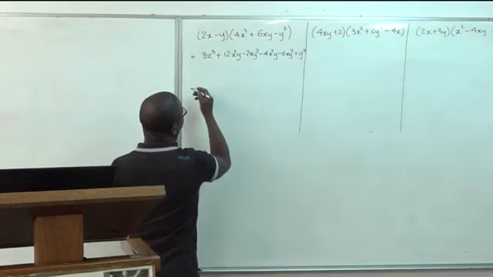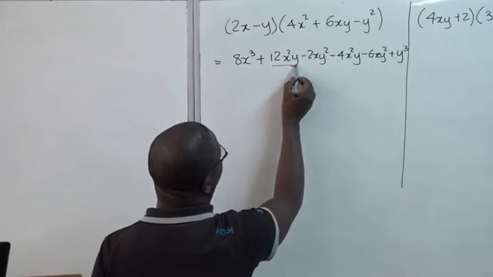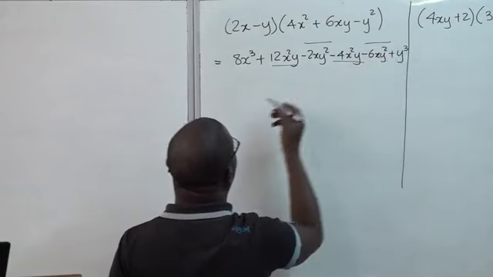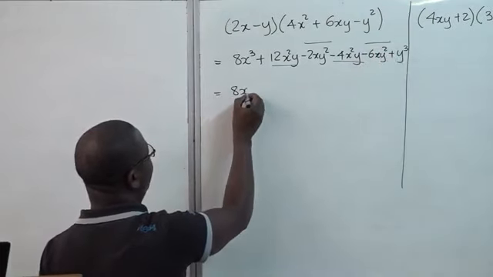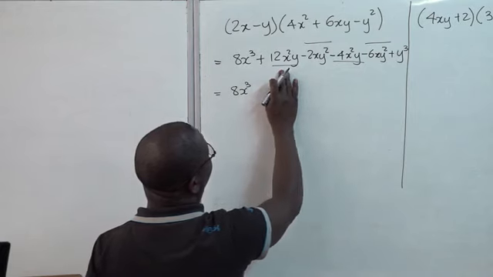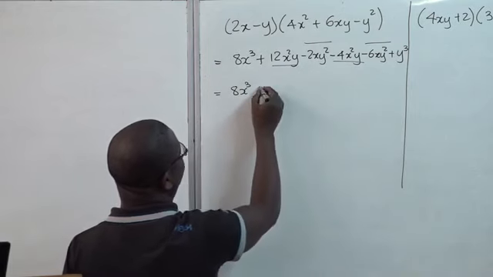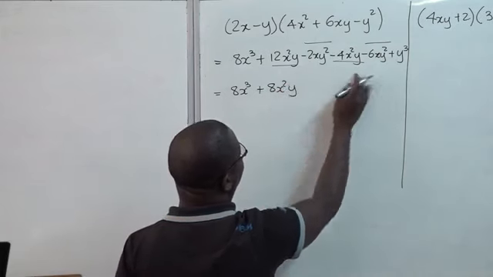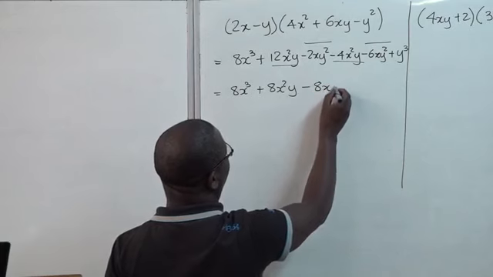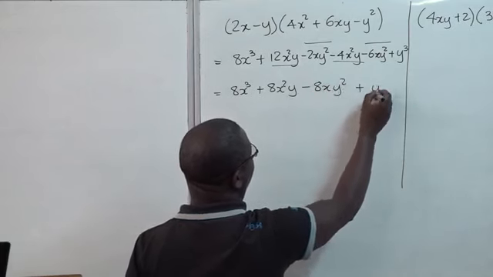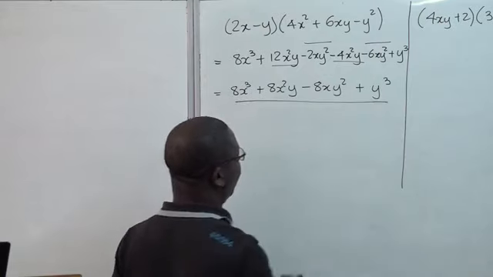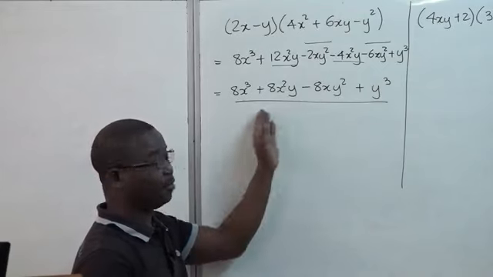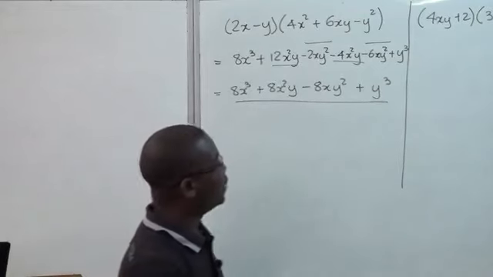Again, we identify the like terms there. You have got x squared y, you have got x squared y, you have got xy squared, you've got xy squared. Therefore, that gives us 8x cubed, 12 minus 4 gives plus 8x squared y, minus 2 minus 6 gives minus 8xy squared, and then finally plus y to the power 3. Once again, don't confuse these to be like terms because the variables have got different exponents. Move on to the next one.